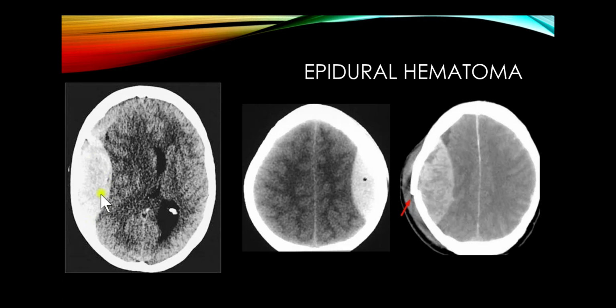And so this is an epidural hemorrhage. You can see there's mass effect. We'll talk about these spaces later. These are the lateral ventricles. We don't see them on this side, and that's because of the compression effect. And also here, the red arrow, notice there's a skull fracture.